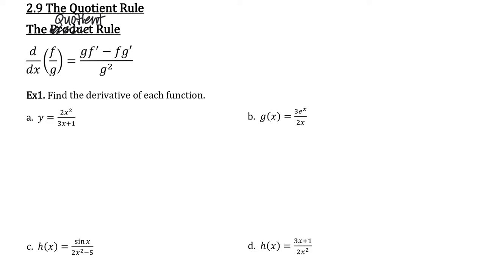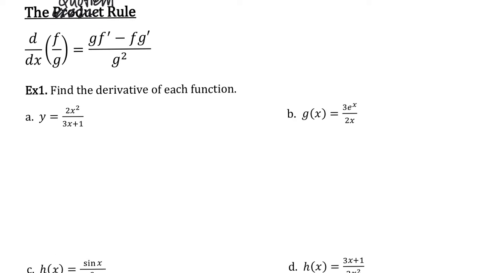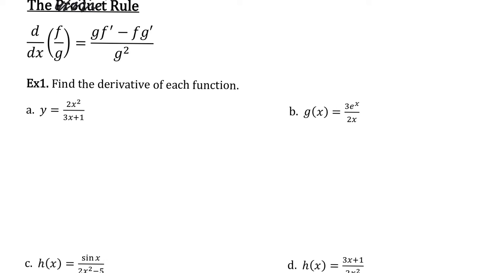Okay, I'm looking at A. A is a fraction or a quotient, so I'm going to use the quotient rule because I don't see an easy way to simplify it without using the quotient rule. Since it started out as y, I'm going to make it y prime.